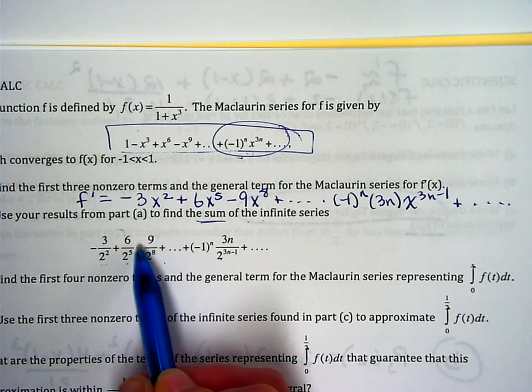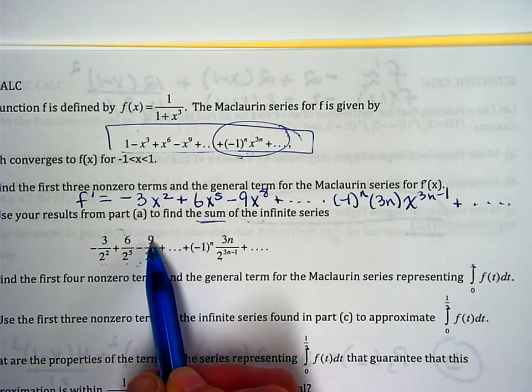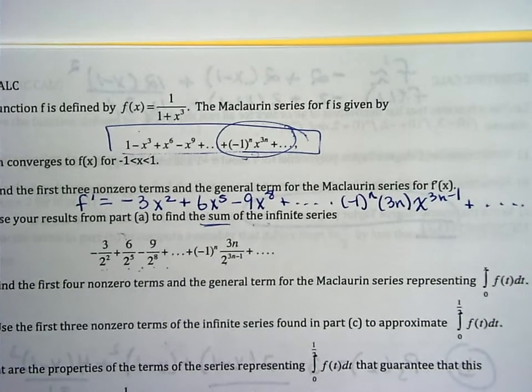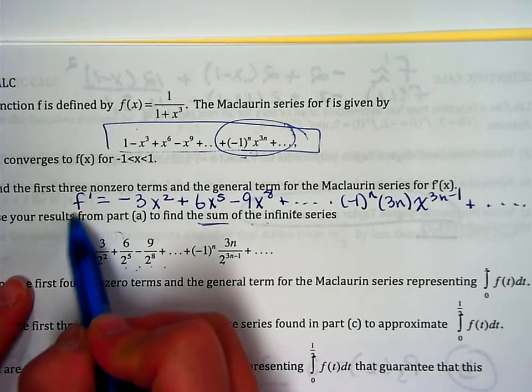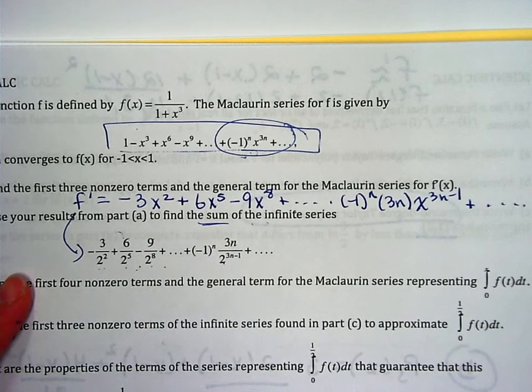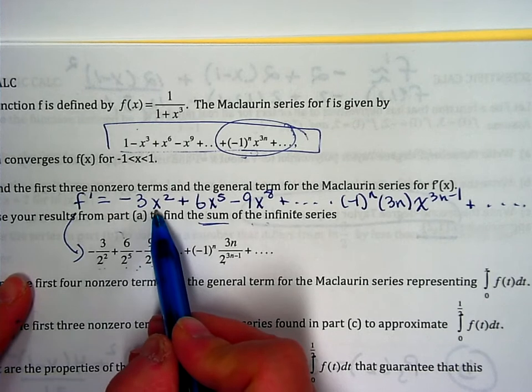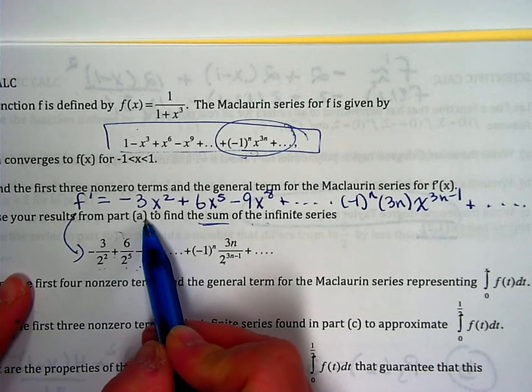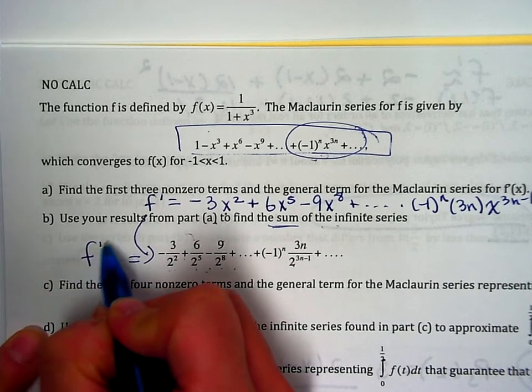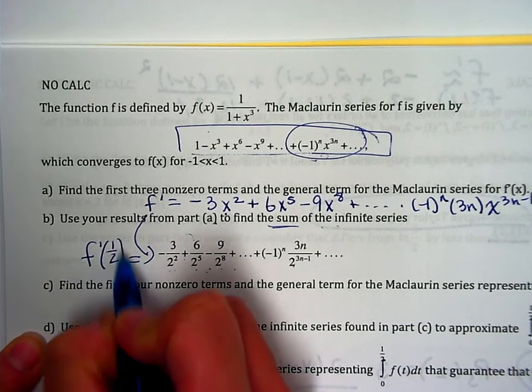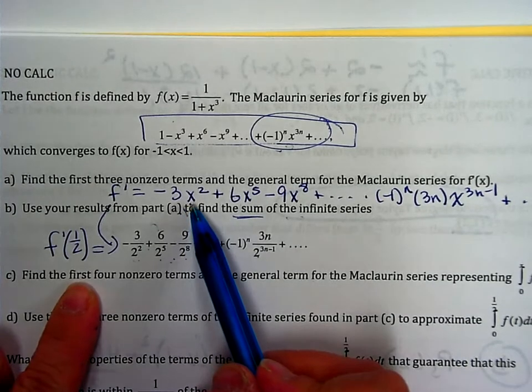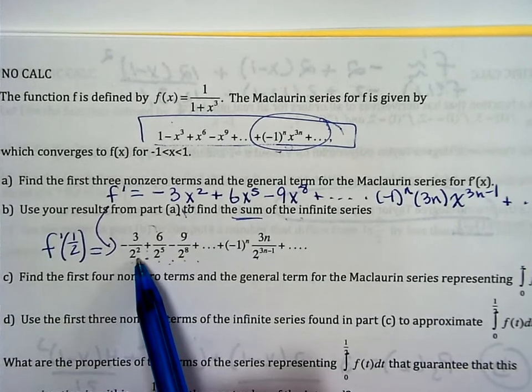You are actually adding 3 every time. But the connection is, doesn't this look very similar to this? But instead of having an x, what number had they plugged in for x? This is really f prime of 1/2. So when you plug in the 1/2 for x, that's why the 2 squared is on the bottom.